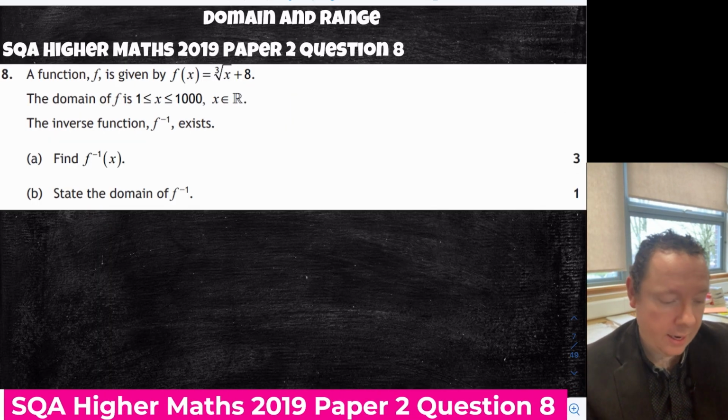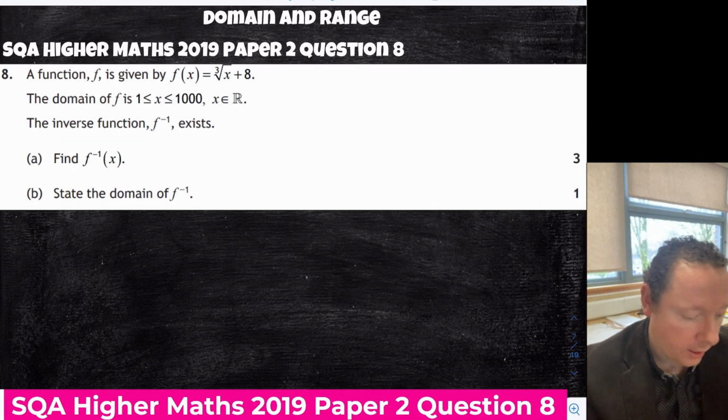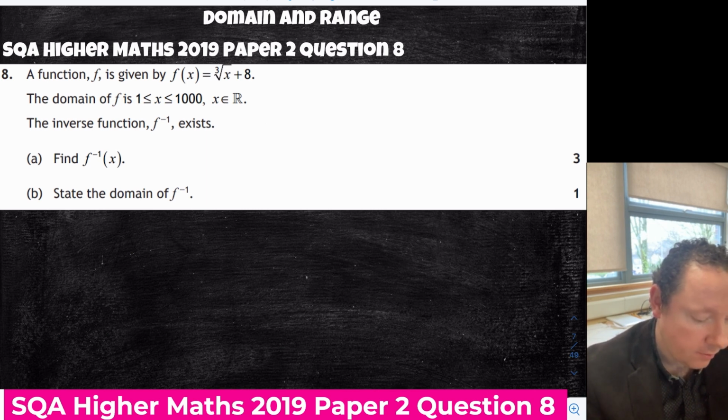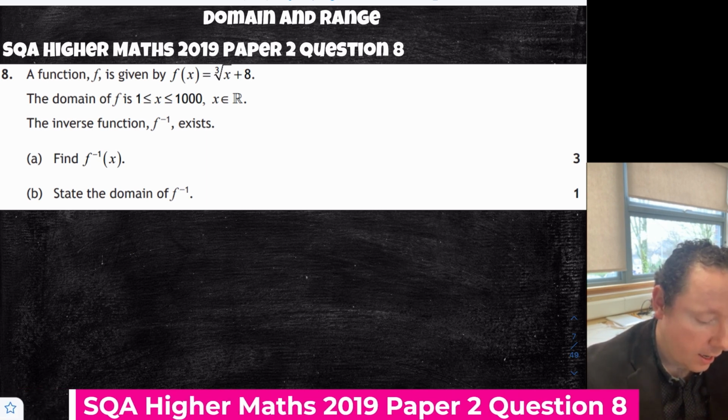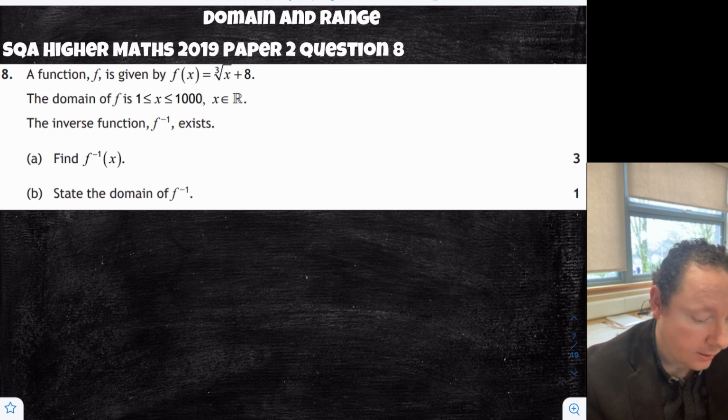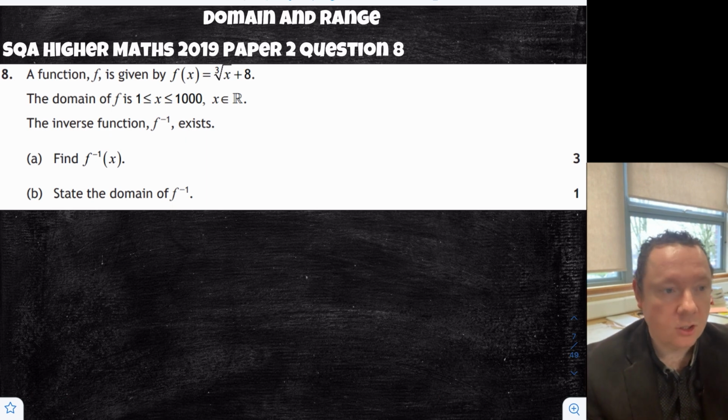Okay, SQA Higher Maths 2019, Paper 2, Question 8. A function f of x is given by the cube root of x plus 8, and the domain is x between 1 and 1,000. So x between 1 and 1,000. The inverse function exists. Find the inverse function.